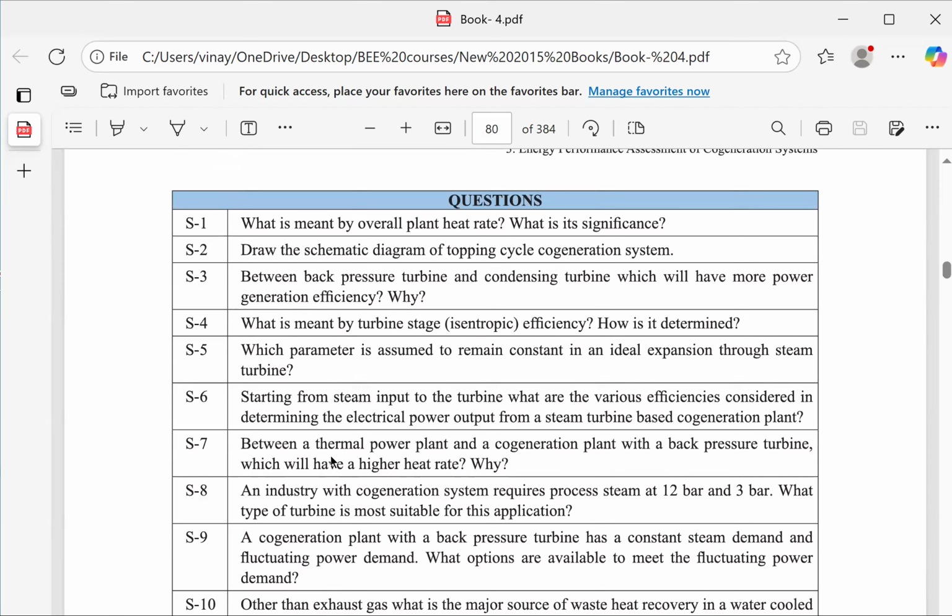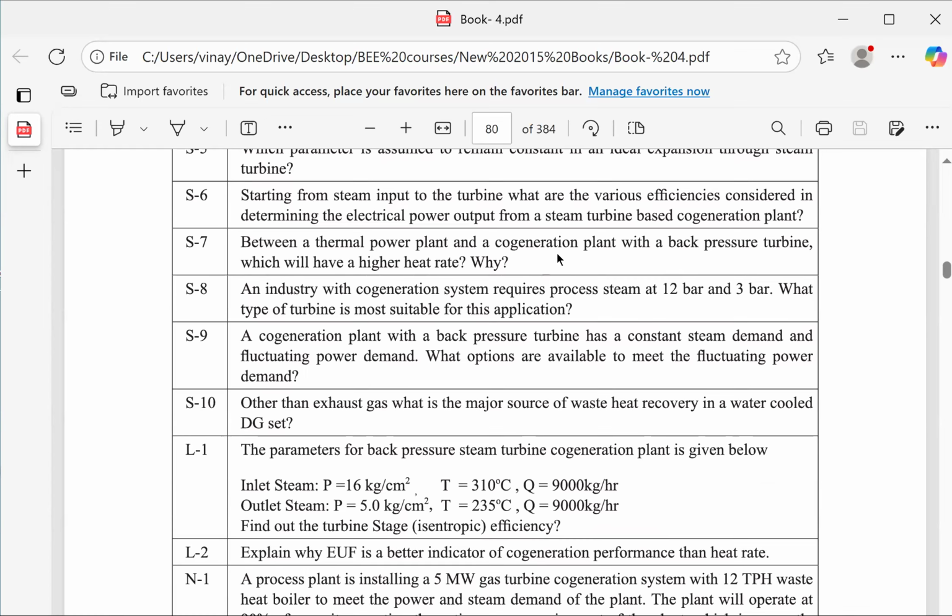Yes. Now, question 7: between a thermal power plant and a cogeneration plant with a back pressure turbine, which will give you a higher heat rate? Which will you? Come on, guess it. Between thermal power plant and cogeneration. Cogeneration, of course, will give. And why? Because we are using the waste heat energy for a different process.